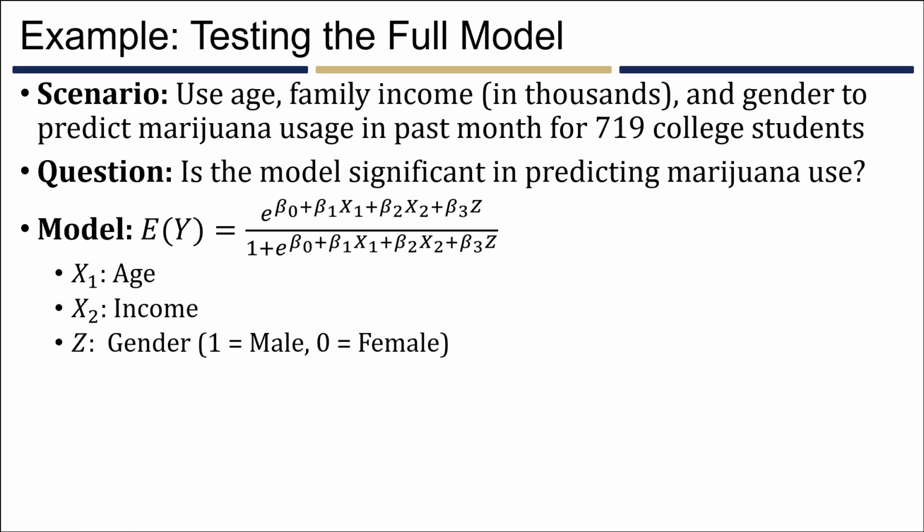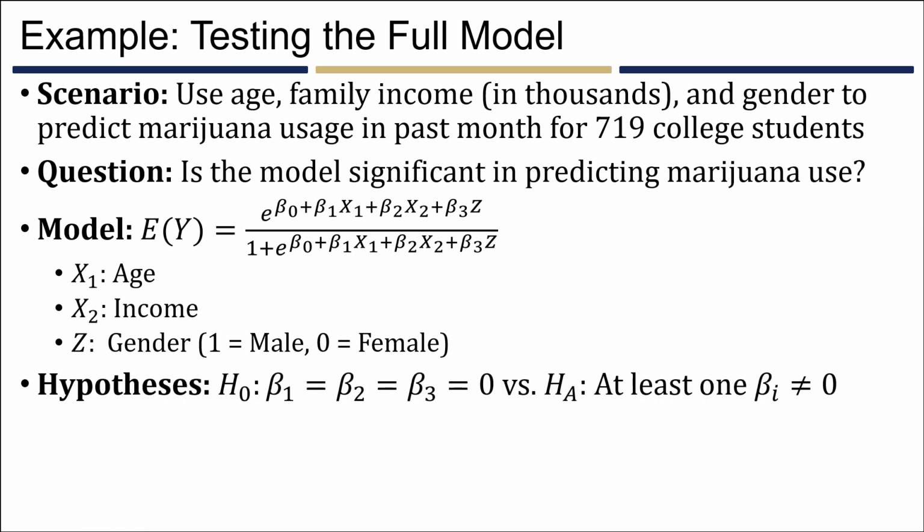So our logistic regression model is going to be e to the beta naught plus beta 1 times x1, where x1 is age, plus beta 2 times x2, where x2 is income, plus beta 3 times z, where z is a dummy variable for gender, with males being coded as 1 and females being coded as 0. We'll take that and divide it by 1 plus e to the linear model. The null hypothesis here is that all three of our betas, beta 1, beta 2, and beta 3, are simultaneously equal to 0. The alternative is that at least one of the betas is not equal to 0.